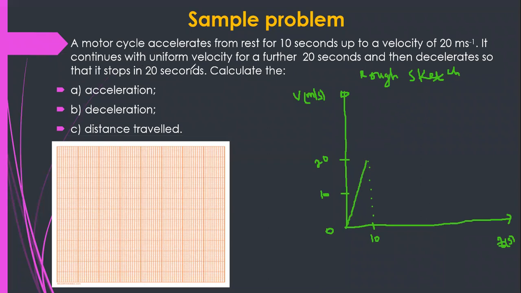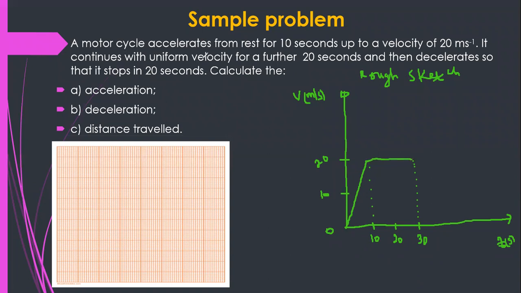It continues with uniform velocity for a further 20 seconds. Yes, uniform velocity for a further 20 seconds. Which means when you add 20 to this 10, you're going to have 30. So here is going to be 20, and then here we should have our 30. Let's use a broken line again to take it up. Okay, 20. So this is where we have the uniform velocity. Look at the question again.